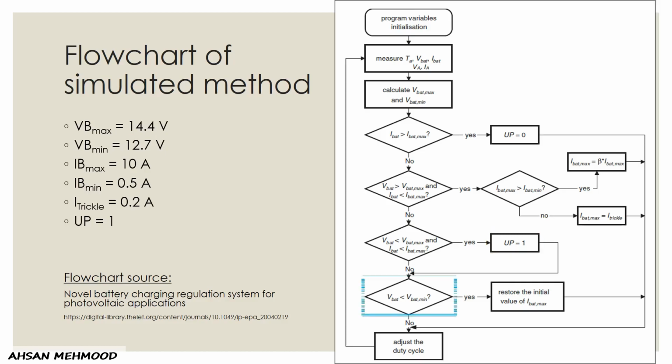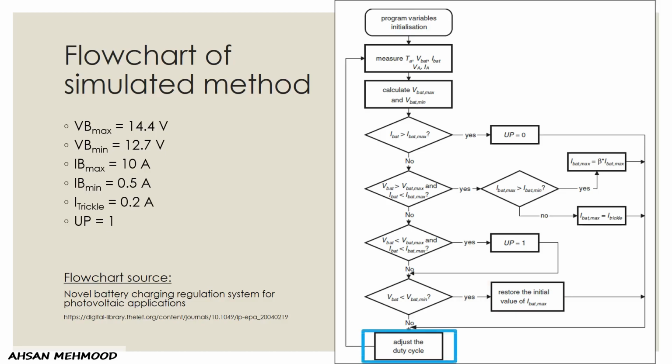If fourth condition is true, it means battery state of charge is less than 70%. Therefore, initial value of battery's maximum current limit, that is C by 5 or 10 ampere in our case, is restored to quickly charge the battery at the maximum rate.